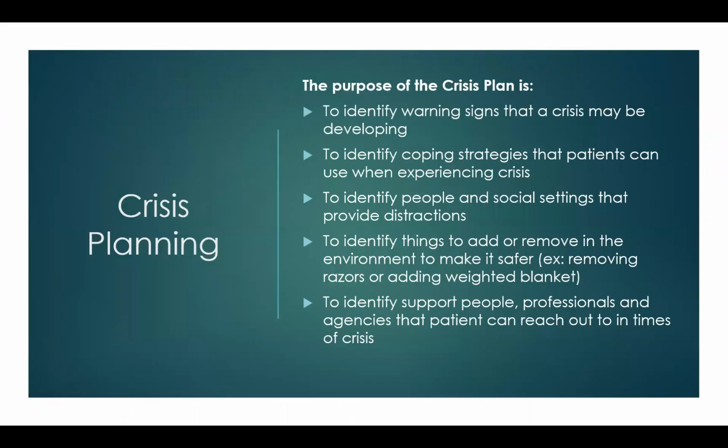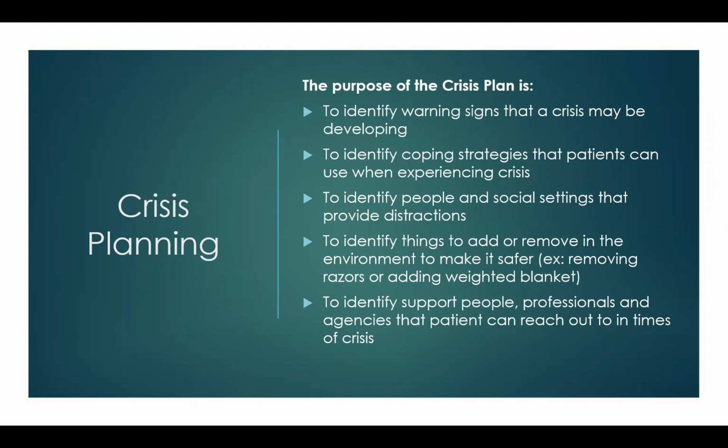Moving on to crisis planning. So again, there is a really comprehensive assignment description under assignment 6. And so all the steps will be in there, but just quickly, the purpose of the crisis plan is to identify warning signs that a crisis might be developing, to identify coping strategies that the patient can use when experiencing crisis, to identify people in social settings that provide distractions, to identify things to add or remove in the environment to make it safer, and to identify support people, professionals, and agencies that the patient can reach out to in times of crisis.